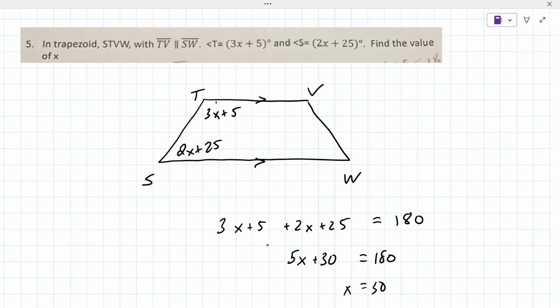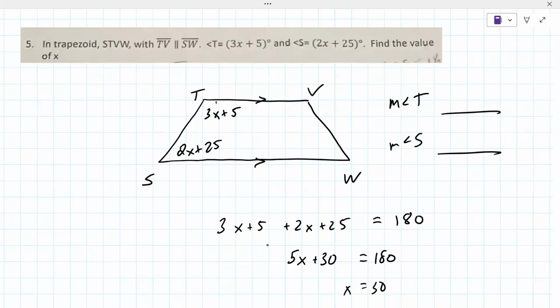That's what it wants. But let's say it wanted the measure of angle t and angle s. What would you do with that value of 30? You plug it in for x. Okay, could you do that for me, please?